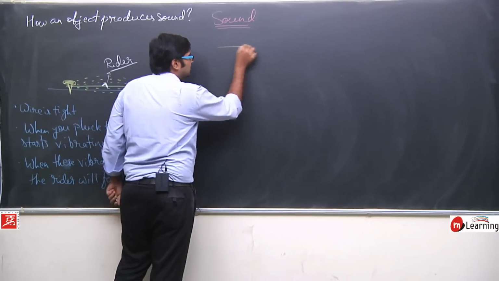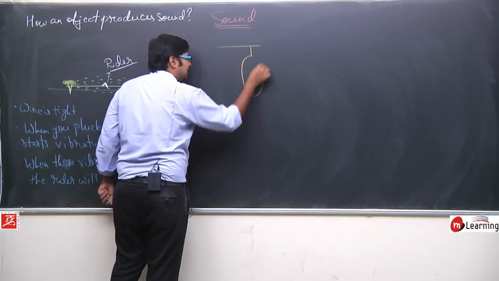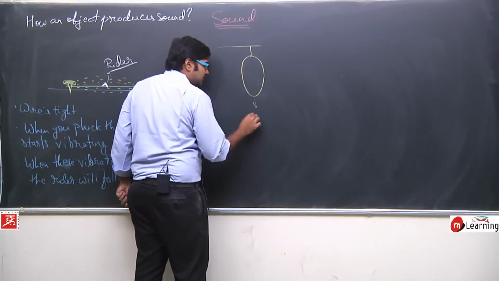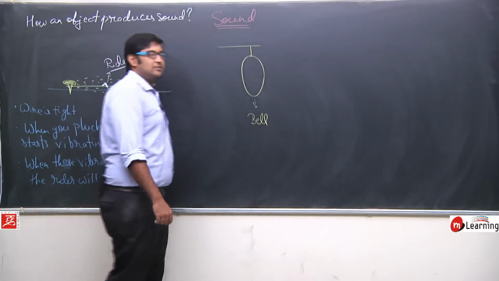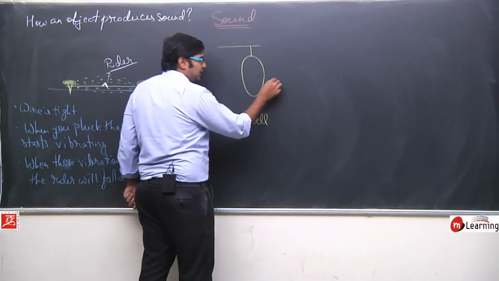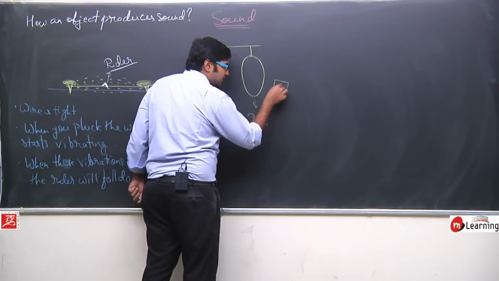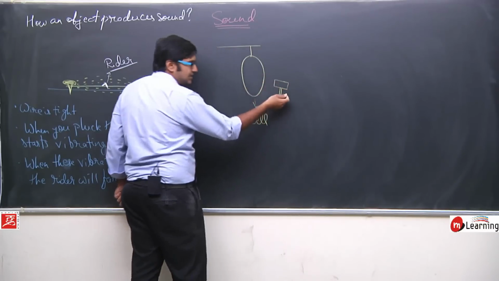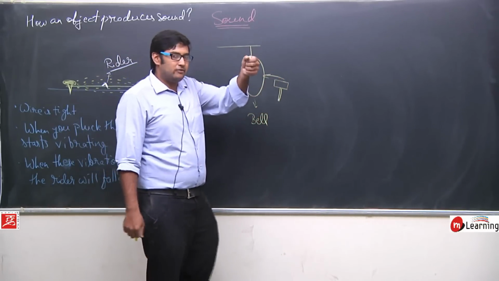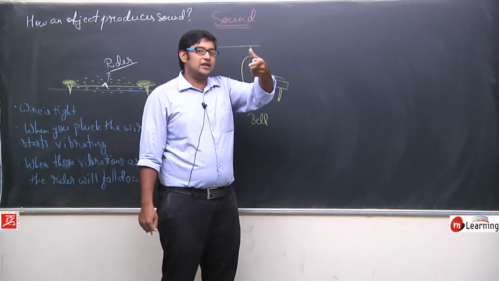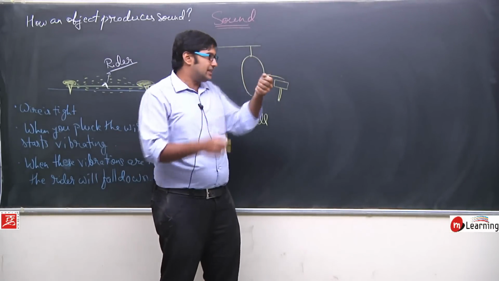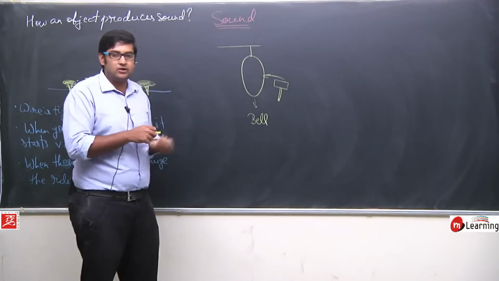What we will do is, we will use a metallic plate, which we call a bell. This is a metallic plate and I call this a bell. So when I hit this bell with a hammer, what will happen? When you take a metallic plate, just like a plate in your kitchen at your home, and you hit it with a hammer, what will happen?